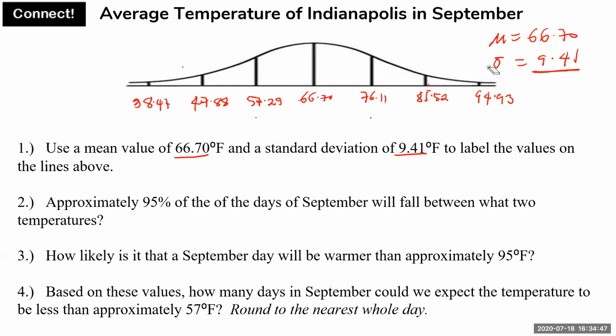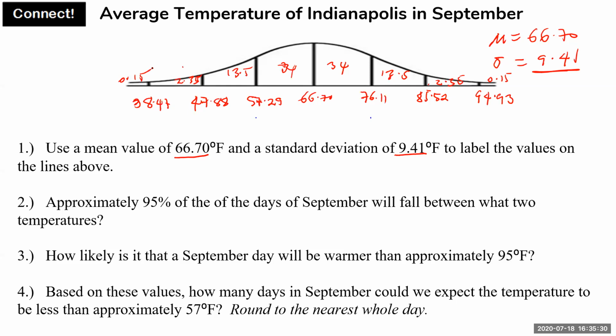Now, don't forget, you have to know how to assign these percentages, right? I said if I know half, this is 34%. How about the second one? What percentage is assigned to it? 13.5%. And this is 2.35. And this is 0.15. And if I know the half, I know the other half because this is symmetrical. So these percentages should not be hard to do.